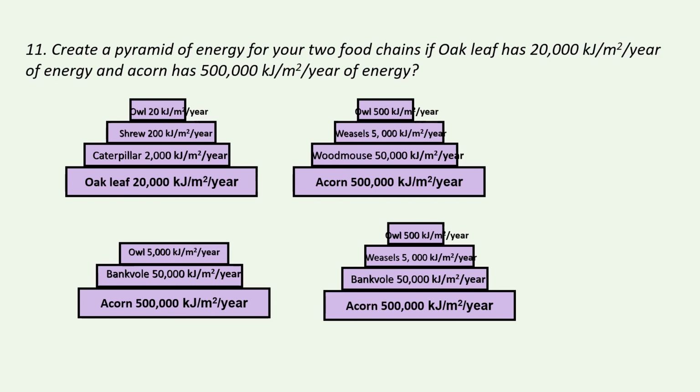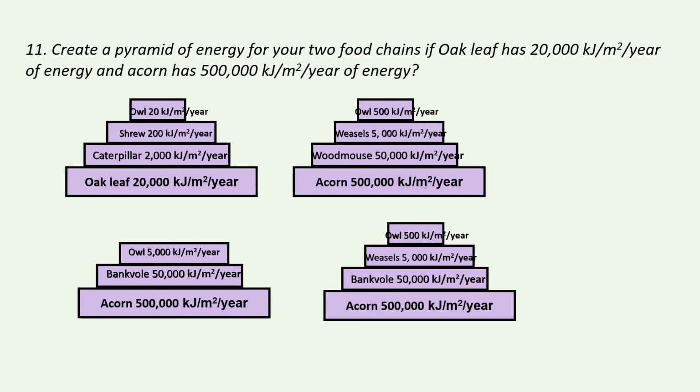So you should have a pyramid that looks like this. Well, two of them. So if you picked the oak leaf, then you would have had 20,000 kilojoules per meter squared per year. And then for the caterpillar, you would have 2,000 kilojoules per meter squared per year. And then the shrew would have 200 kilojoules per meter squared per year. And then the owl would have 20 kilojoules per meter squared per year. And that would have been the order because obviously the producer starts first, then primary consumer, secondary, and then tertiary consumer.